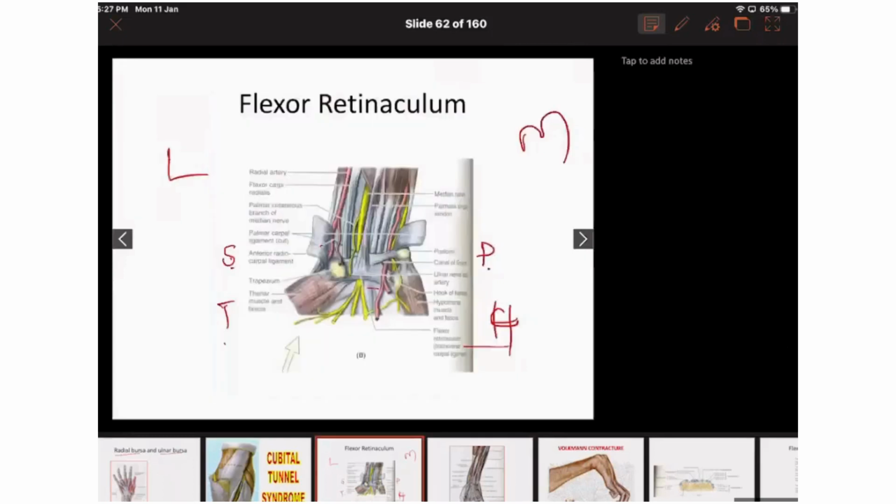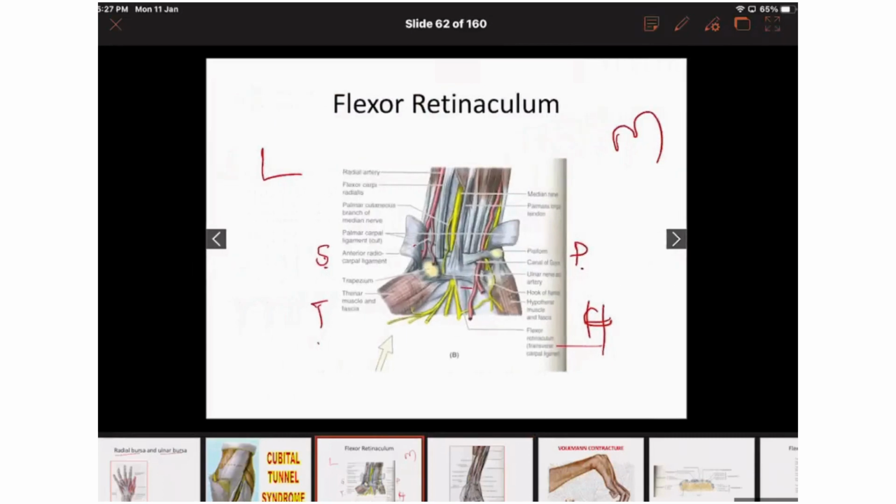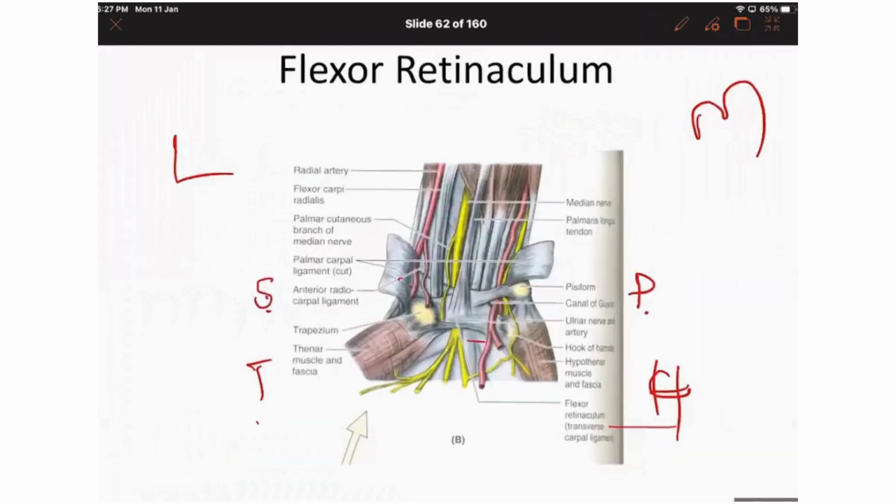It has 6 compartments. Each compartment will transmit some structures. What is this fossa called? Not scaphoid fossa. Anatomical snuffbox. See on the picture, we'll finish this soon.